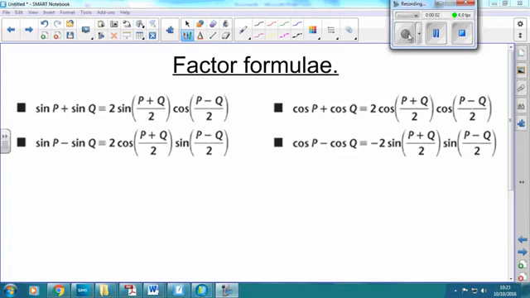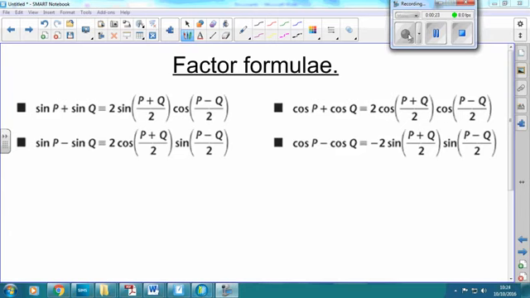Okay, year 13s, we've come to our final lesson on trigonometry, which is also, well, kind of the final lesson on trigonometry. There is some differentiation. However, the final lesson in the trig chapter is factor formulae. And so in your notebook, it's going to get you to copy down these four formulae here.